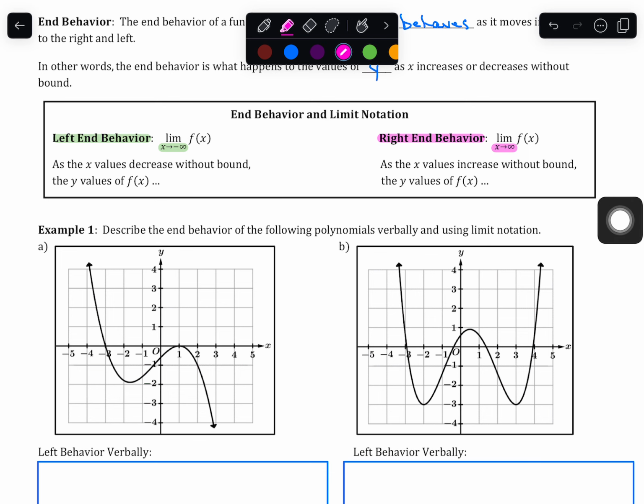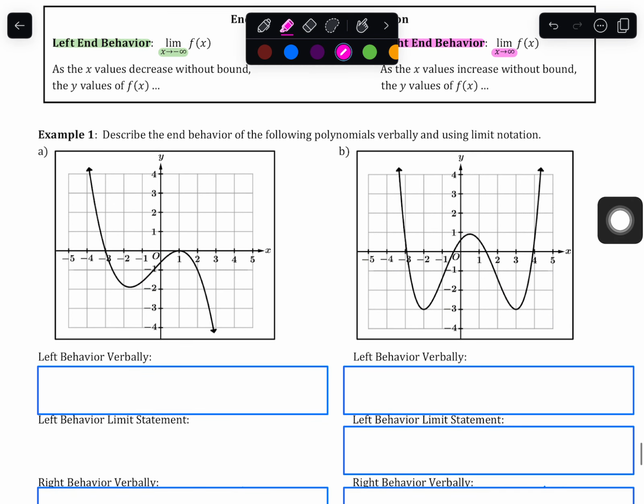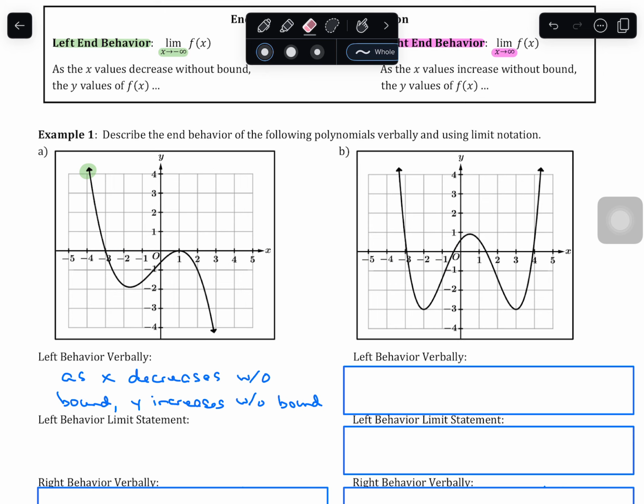Okay, so if we take a look at the first example, I'm looking at the left end behavior statement. So that means I am paying attention on the left here. I notice that as x decreases to negative infinity, or decreases without bound, my y values are going to keep increasing and increasing and increasing. So how we would say that verbally is that as x decreases without bound, y increases without bound. So instead of saying infinity or negative infinity in words, we say without bound.